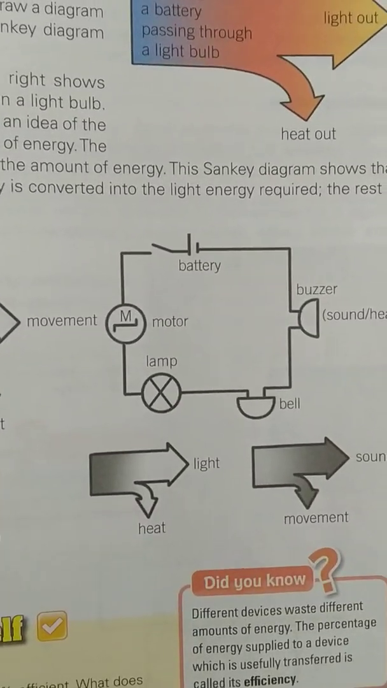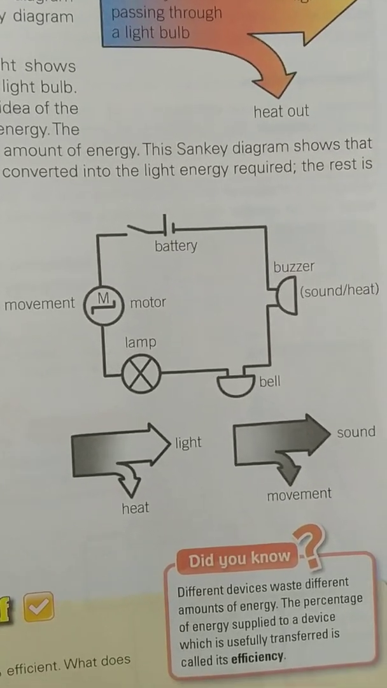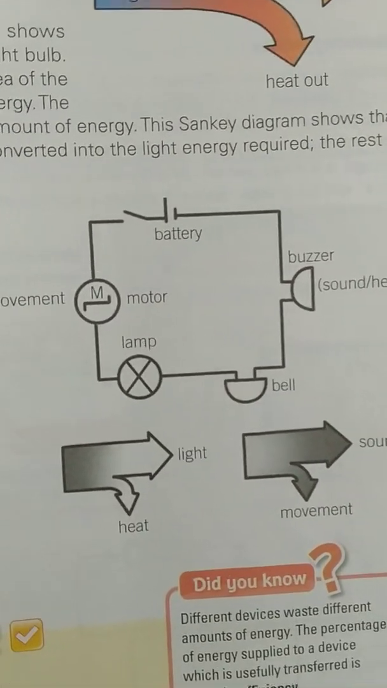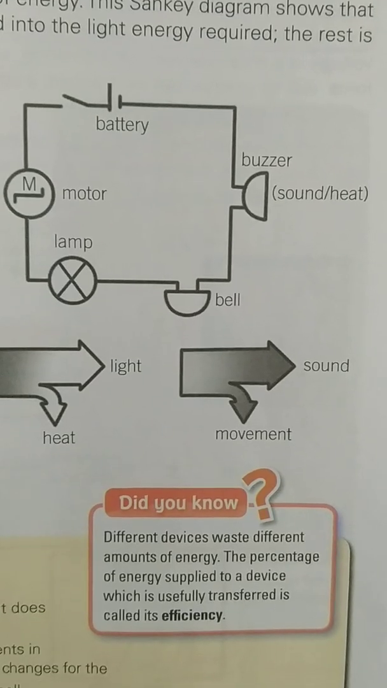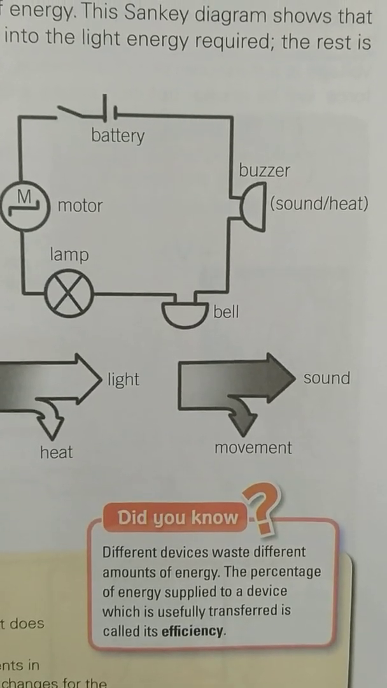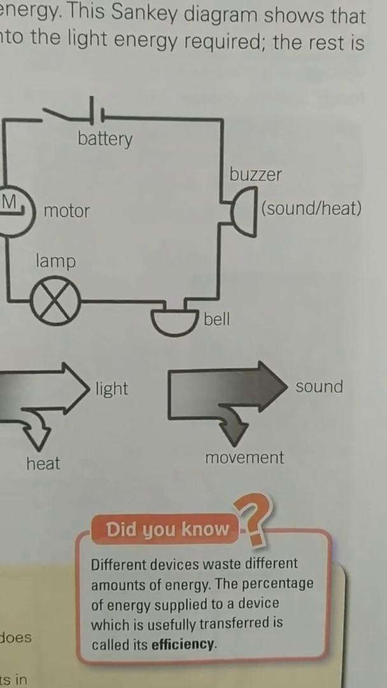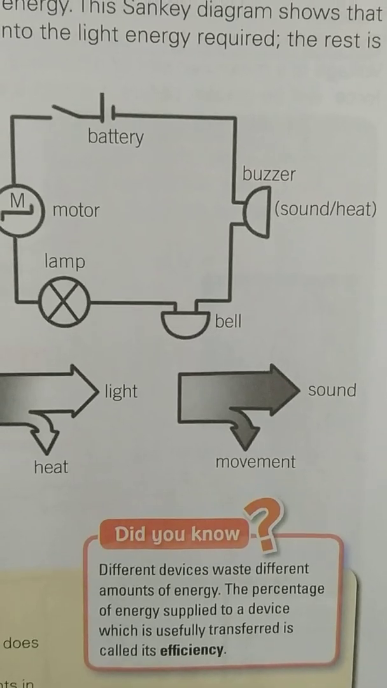In this circuit, we have shown that with the help of a battery in which the energy is stored, three types of energy are produced: heat energy, which is wasted, sound energy, and light energy. The percentage of energy supplied to a device which is usefully transferred is called efficiency.